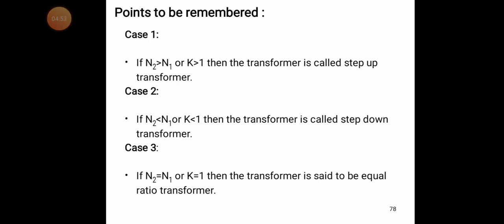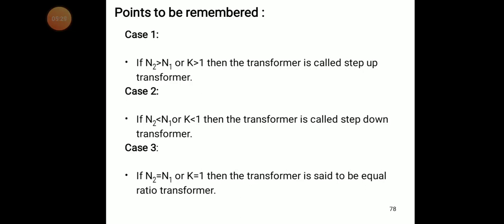If N2 is greater than N1, that is, the secondary winding turns are greater than the primary winding turns, or K is greater than 1, that is, the turns ratio is greater than 1, then the transformer is called a step up transformer. What is the meaning of step up? It means the voltage level is increased to a certain higher level.